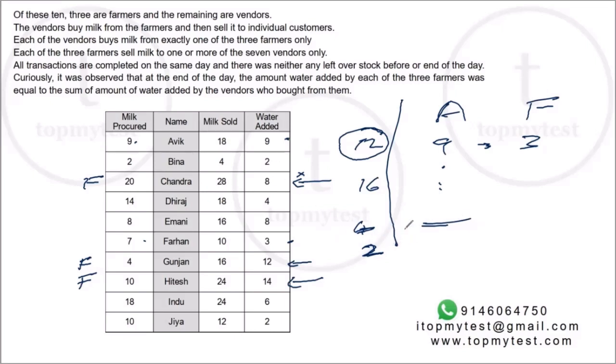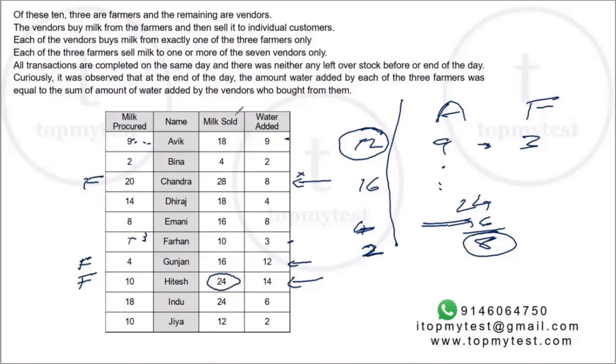Now, how much will he buy from Hitesh? Out of 24 that Hitesh sold, 16 is sold. 9 and 7 is already bought by Avik and Farhan. So the third vendor should buy 24 minus 16, 8. Right? He should buy 8 liters and add 2 liters of water. The only one who buys 8 liters is Imani, but Imani adds 8 liters of water, not 2 liters. If you look at the people who add 2 liters of water, Bina has bought only 2. Jia has bought 10. So none of them match with Hitesh.